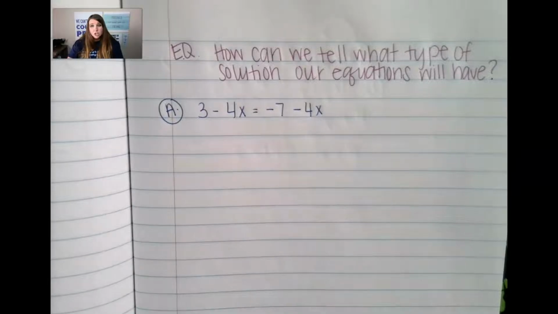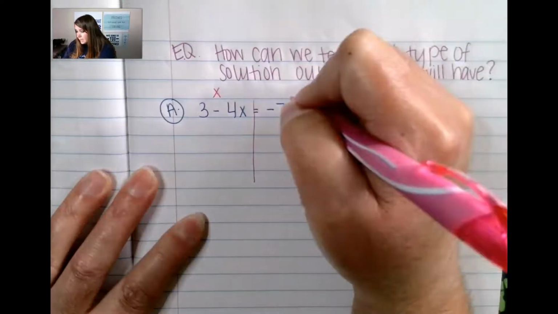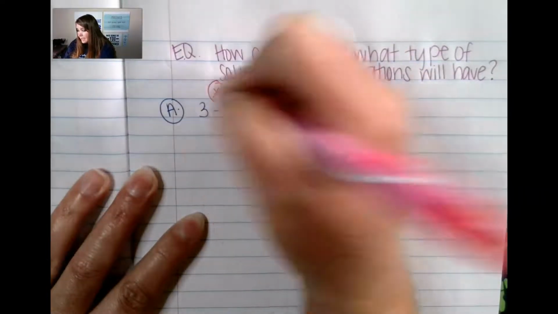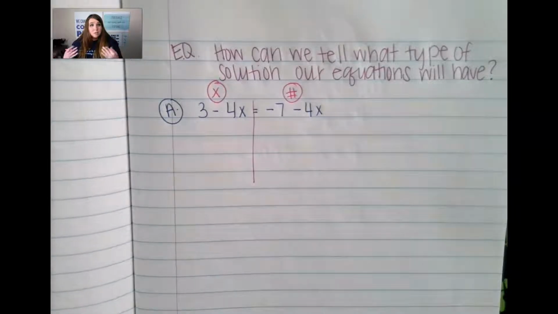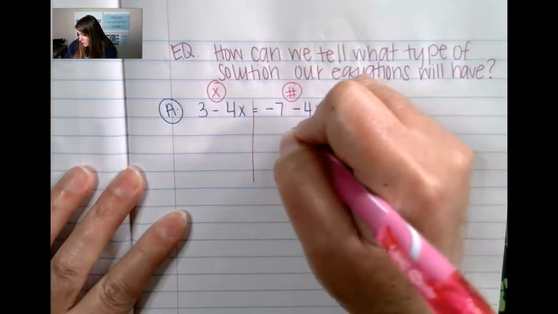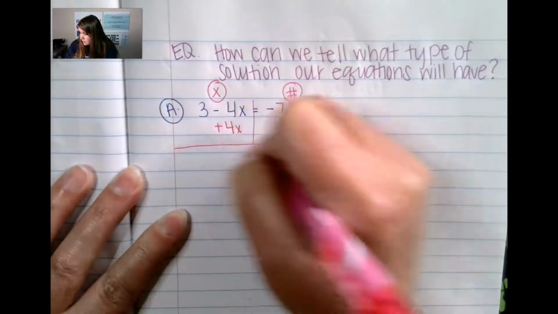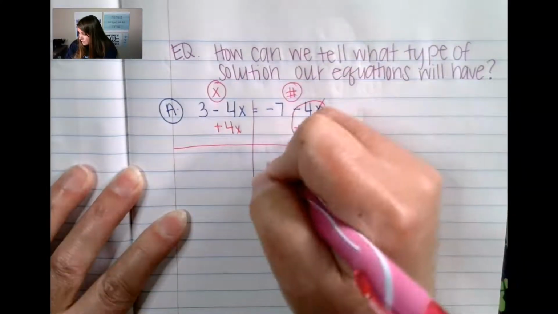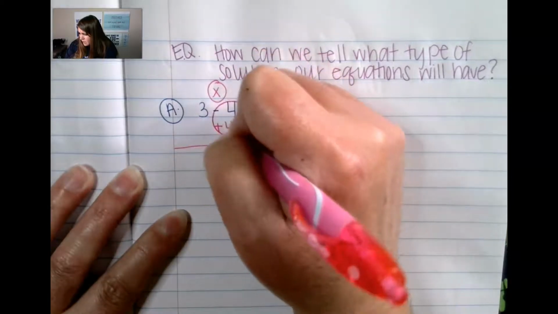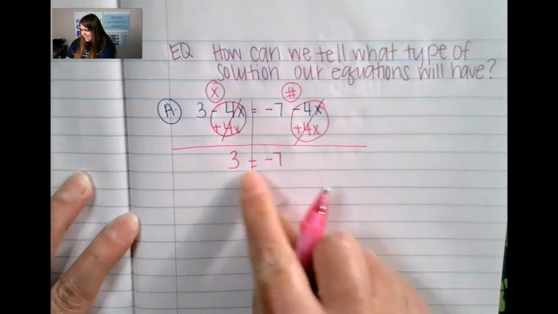Our job here is to draw the line and move variables to one side, numbers to the other. It doesn't matter what you start with, numbers or variables, your choice, because you're going to be doing the opposite operation. So I'm going to start with the variables and add 4x to both sides. I now have this zeroed out. I drop my -7, and my x's just went away, and it says 3 equals -7.